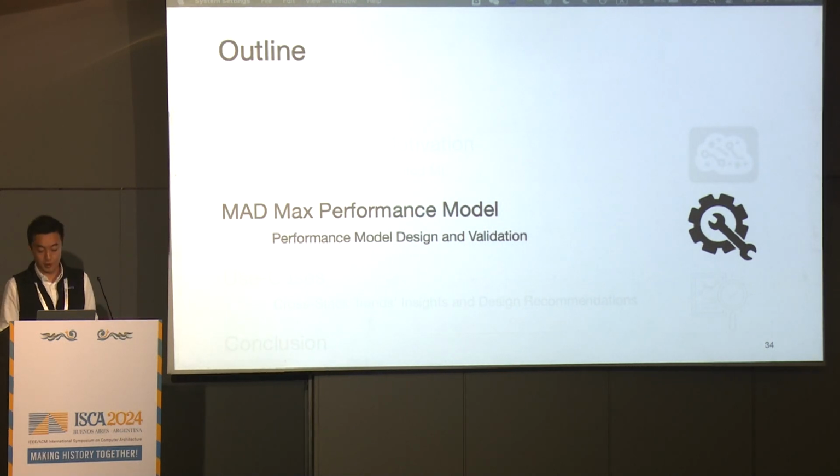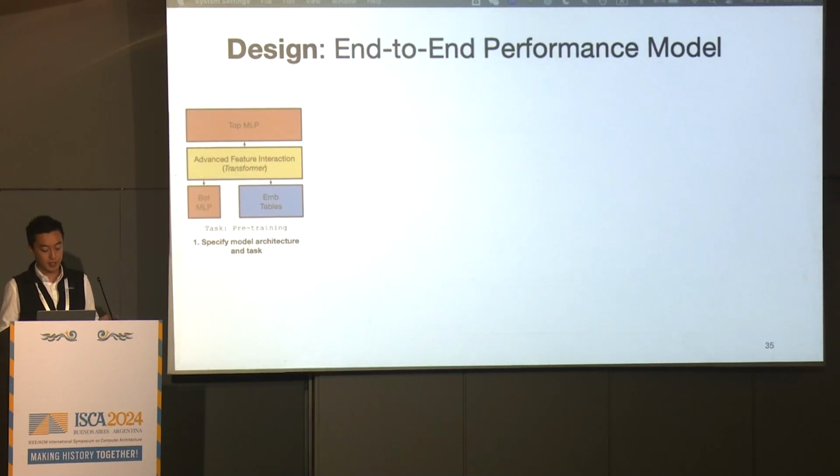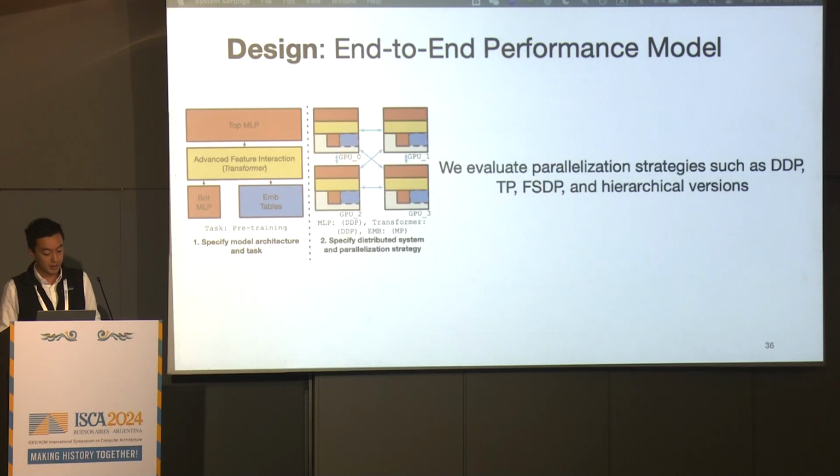Next I'd like to talk about MadMax, the model design and validation. MadMax itself is a performance model with a couple of steps, and it's quite straightforward. First, you specify the model architecture and task. Here we have a recommendation model that has a transformer component in it as well. Next, you specify how you want to cut the model up.